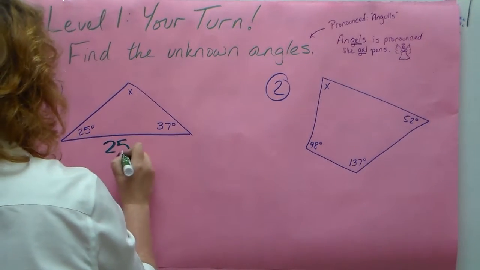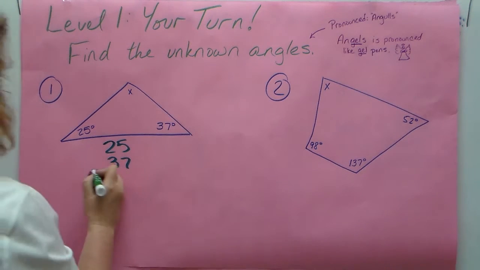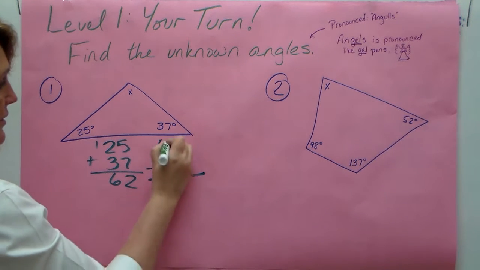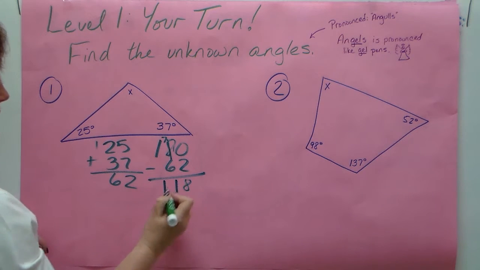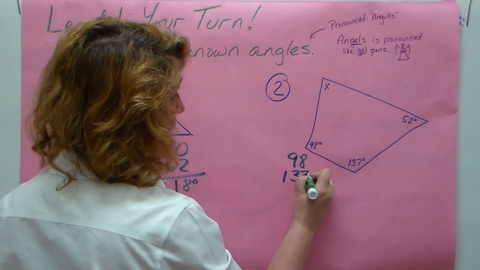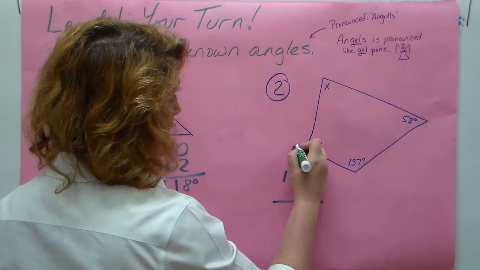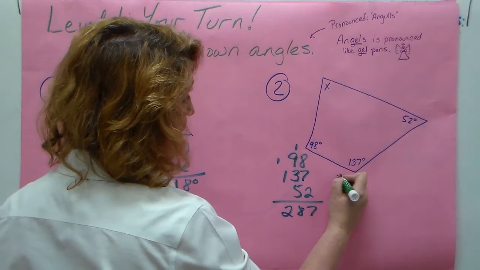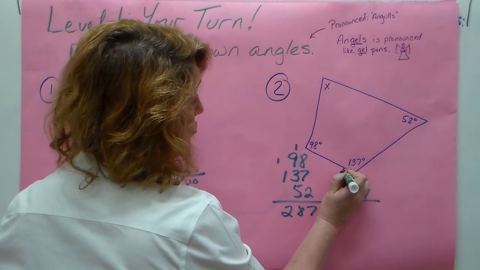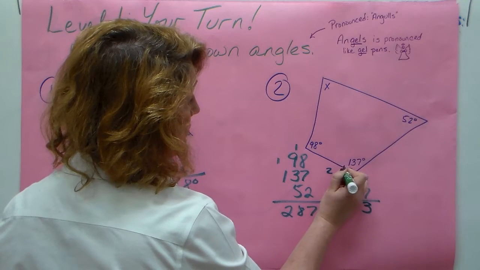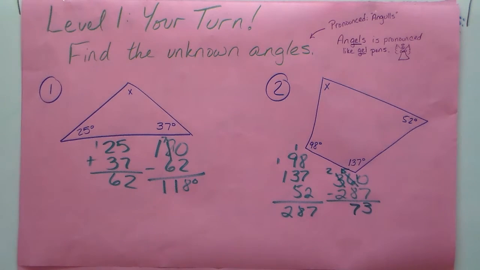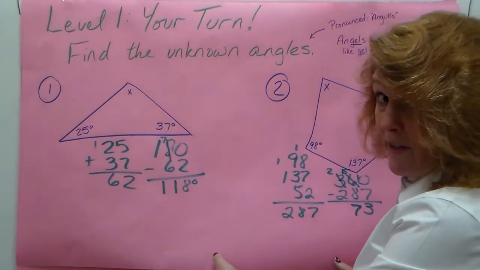So I'm going to say 25 plus 37 is 62, and 180 minus 62 is 118 degrees. Here, I'm going to say 98 plus 137 plus 52 is 287, and 360 minus 287 is 73. How'd you do? Did you get 118 and 73? Because we're going on to the next level.